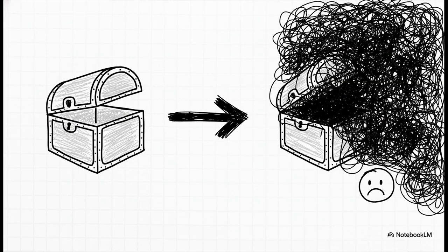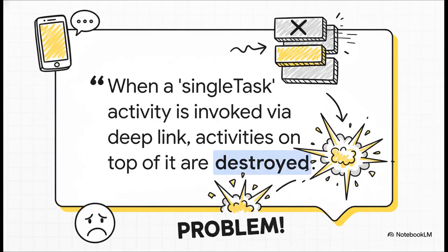But, and this is a huge but, there's a hidden cost to this approach that can lead to a really, really bad user experience. And this quote from the folks at Comcast Engineering just nails the problem. When that single task activity gets launched again from a deep link, it does its job, but it also nukes every other activity that was sitting on top of it in the back stack.